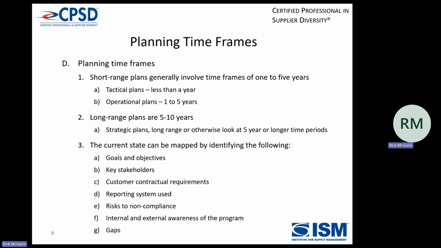The current state can be mapped by identifying the following: goals and objectives, key stakeholders, customer contractual requirements, reporting, system use, risk of noncompliance, internal and external awareness, and gaps.